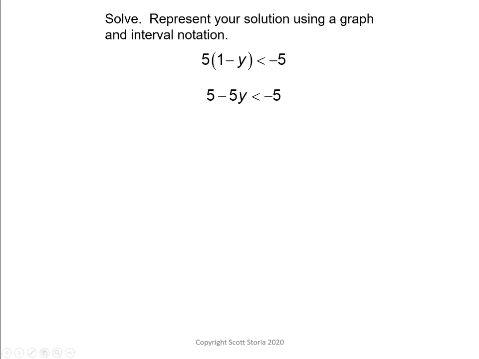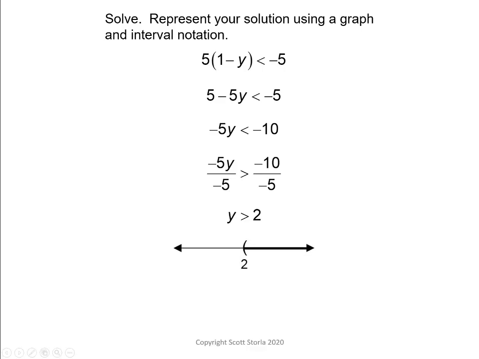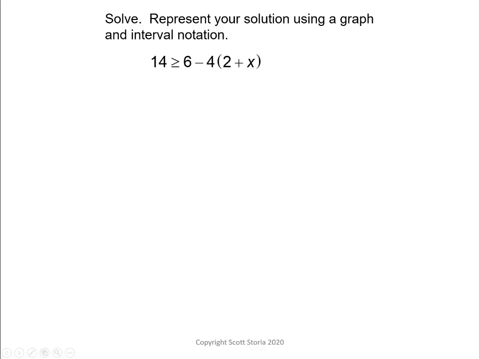After distributing and subtracting 5 from both expressions, I'm going to divide both expressions by negative 5, which means I need to change my inequality symbol. After simplifying, I'm looking for values greater than 2. Here's my graph and my interval notation. Here's another.